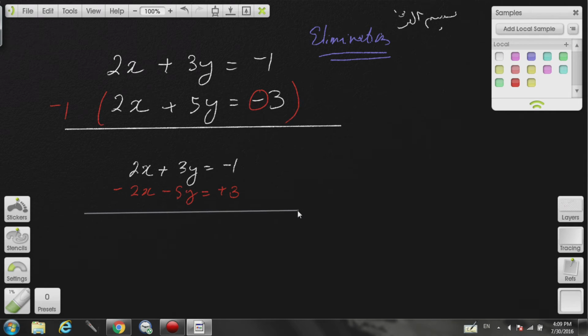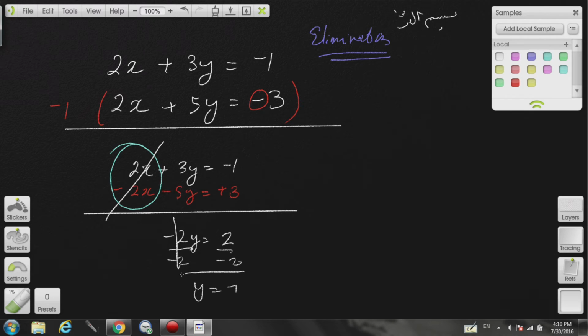Now, see, now you can see these two terms are opposite of each other, 2x minus 2x. And if you add these two equations together, they cancel out. So then you get minus 2y equals 2. And then you can solve for y. You can divide both sides by negative 2, like this. So y is equal to negative 1. Okay, so y is negative 1.